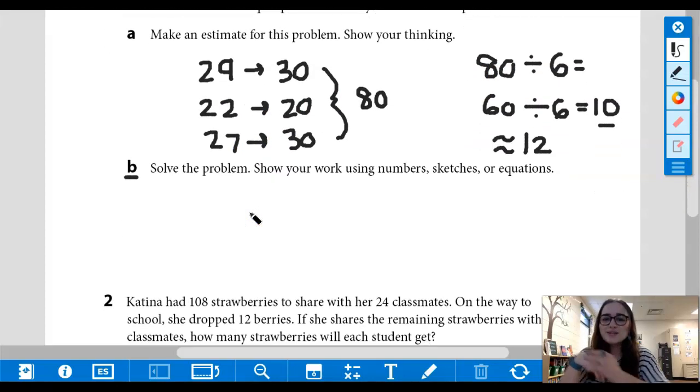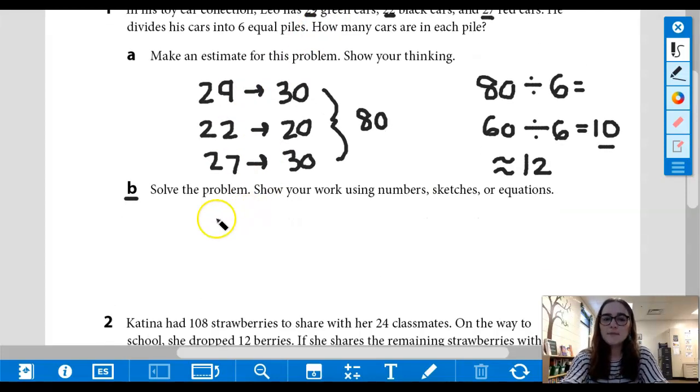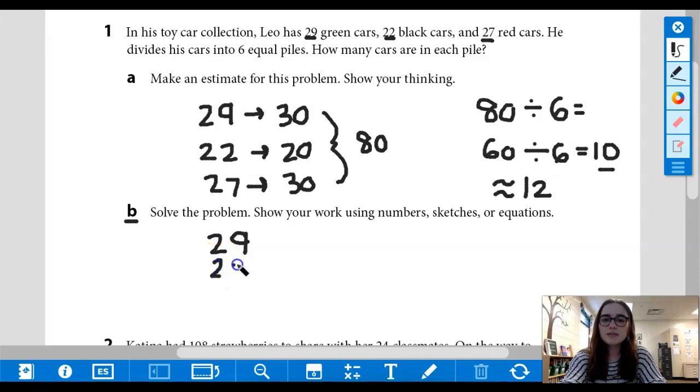Okay? So now for B, we are actually going to solve the problem. Not just making that quick estimate by using rounding. We're actually going to add them up and find the exact total. So we've got 29, 22, and 27. If we add this up, we get 78. Now our problem becomes 78 divided by 6. And we have to find the quotient, or the answer.